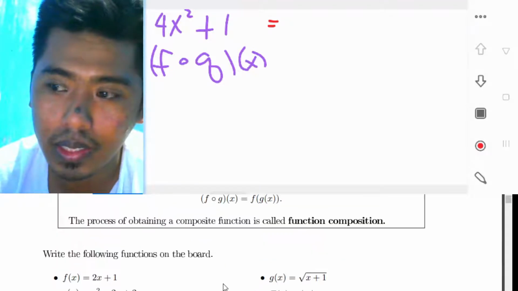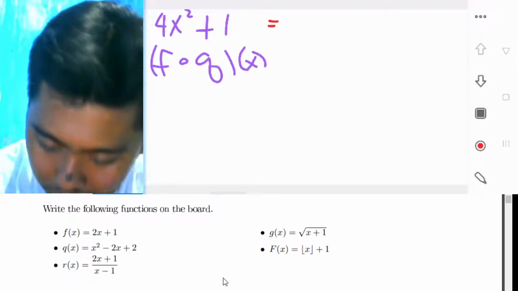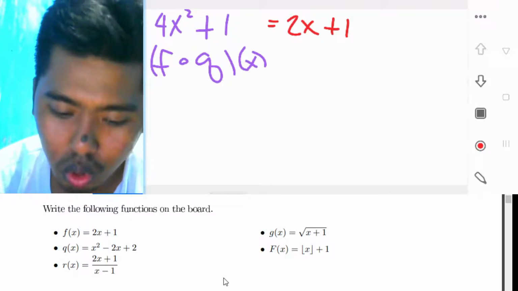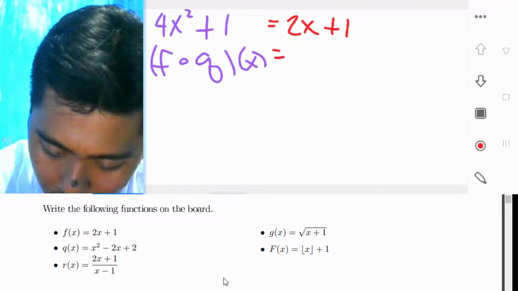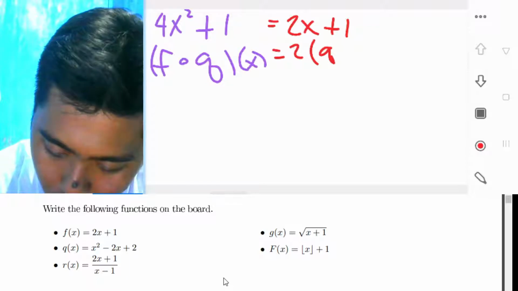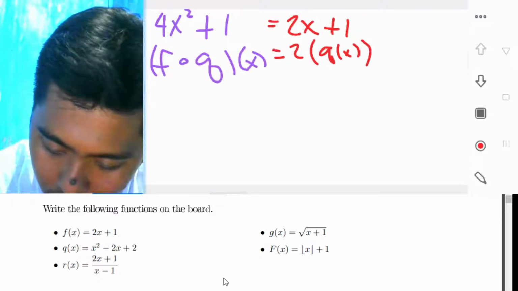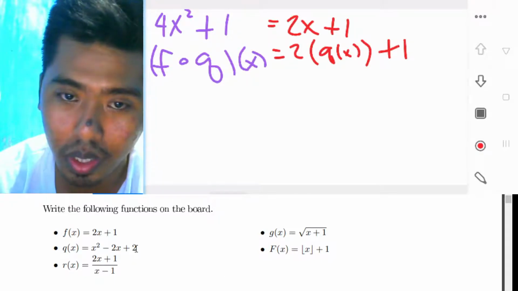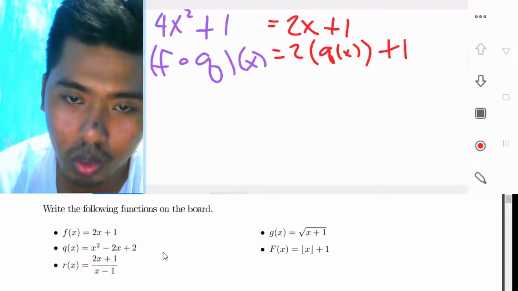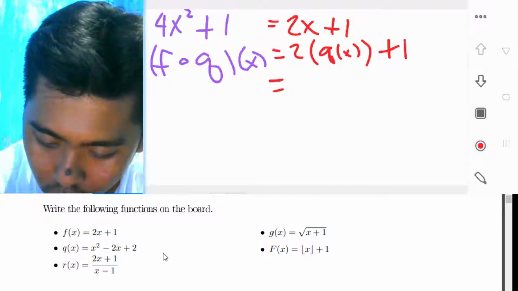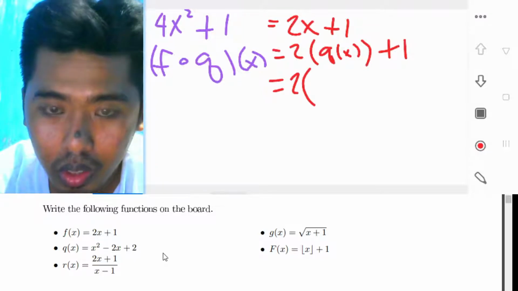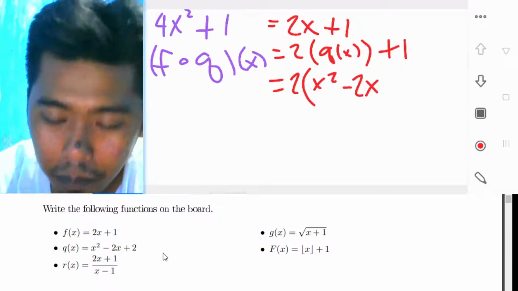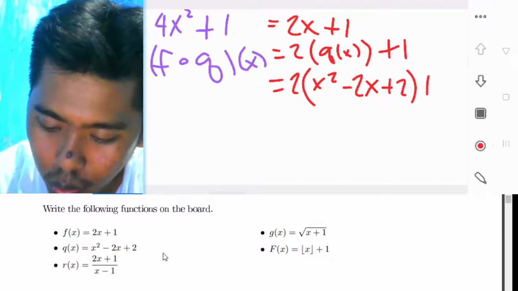The f is 2x plus 1. Okay? Then after that, everything in x should be changed into q of x. So this would become 2, then q of x, alright, then plus 1. Then after that, we substitute the value of q of x, and that would be x squared minus 2x plus 2. Okay, so this would become 2 times x squared minus 2x plus 2, then that would be plus 1.